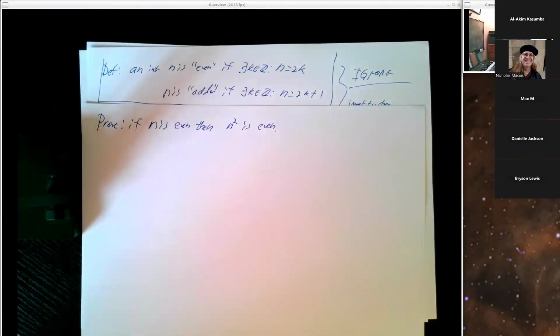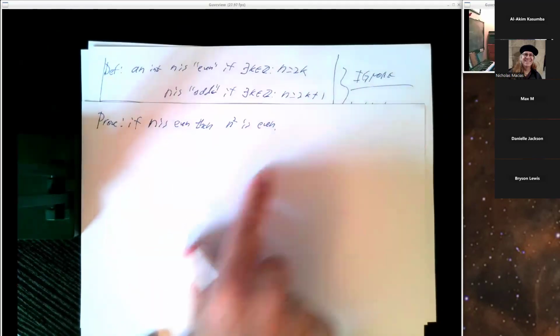So 2 is even, 2 squared is 4, that's even. 6 is even, 6 squared is 36, that's even. If I take an odd number like 3 and I square it, I get 9, that's not even. 1 squared is 1, that's not even. 0 is an even number, it's 2 times 0, and if I square it, I get 0, which is even. So this should at least feel plausible.